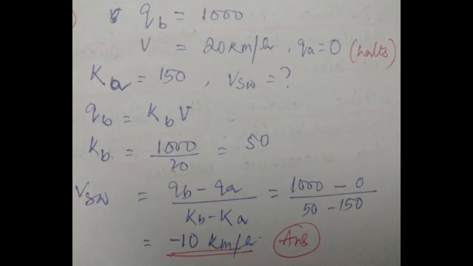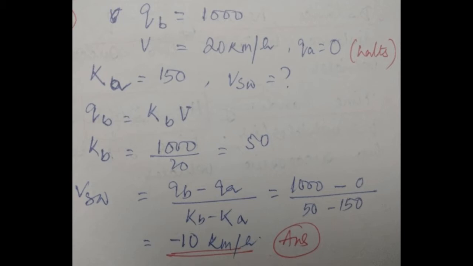Let us see the solution of this question. Traffic volume is given as 1000 vehicle per hour. Velocity is given as 20 km per hour. It comes to a halt, that means the final velocity becomes 0. Jam density is given as 150 vehicle per kilometer. So velocity of the shock wave we have to find.